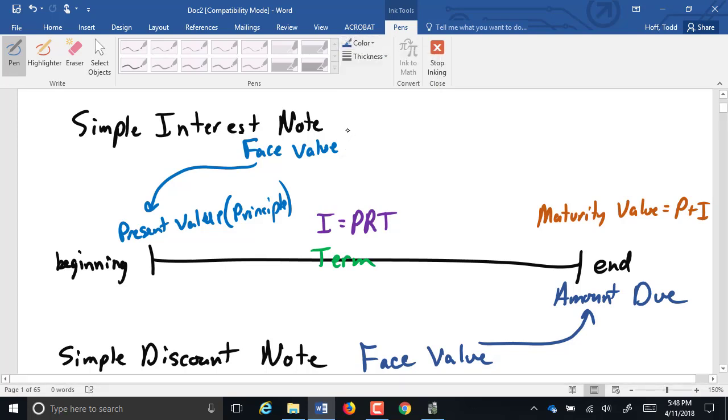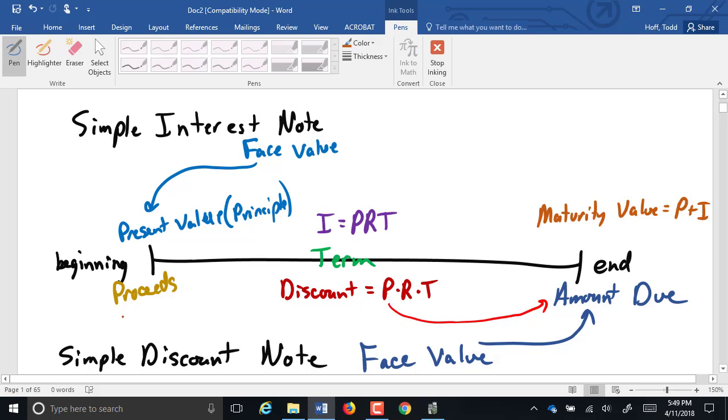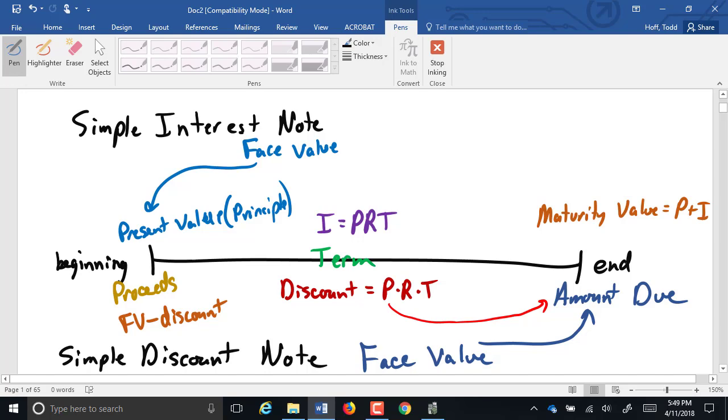There is still interest, but the interest is called a discount. And that is still equal to principal times rate times time. Only now we have to remember that the principal is that face value, the amount that's getting paid back at the end. So at the beginning, we receive proceeds. Those proceeds are the face value minus the discount. So let's take a look at how that would work.